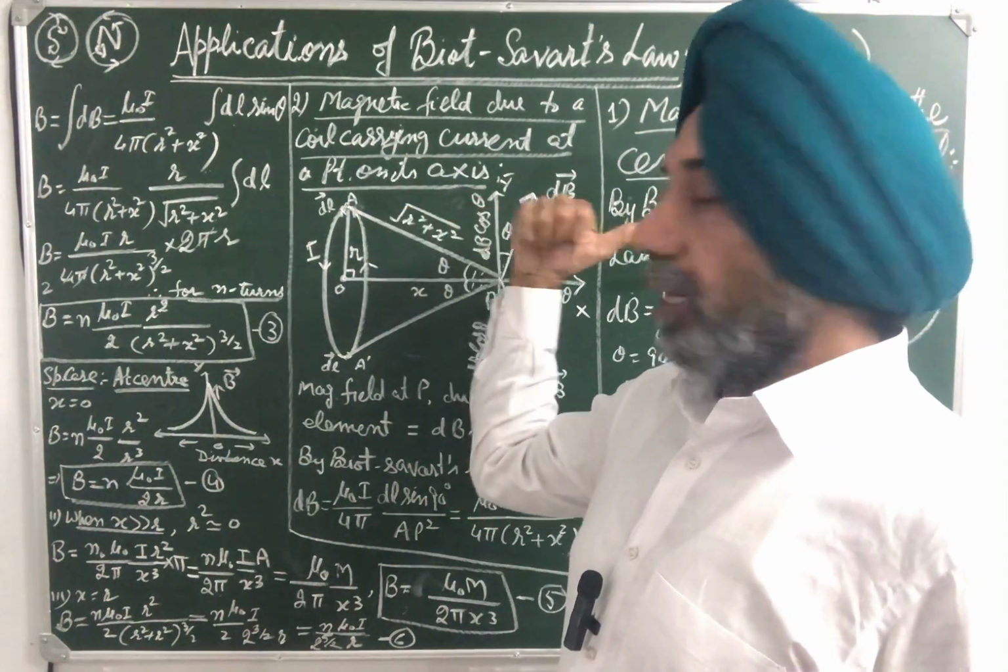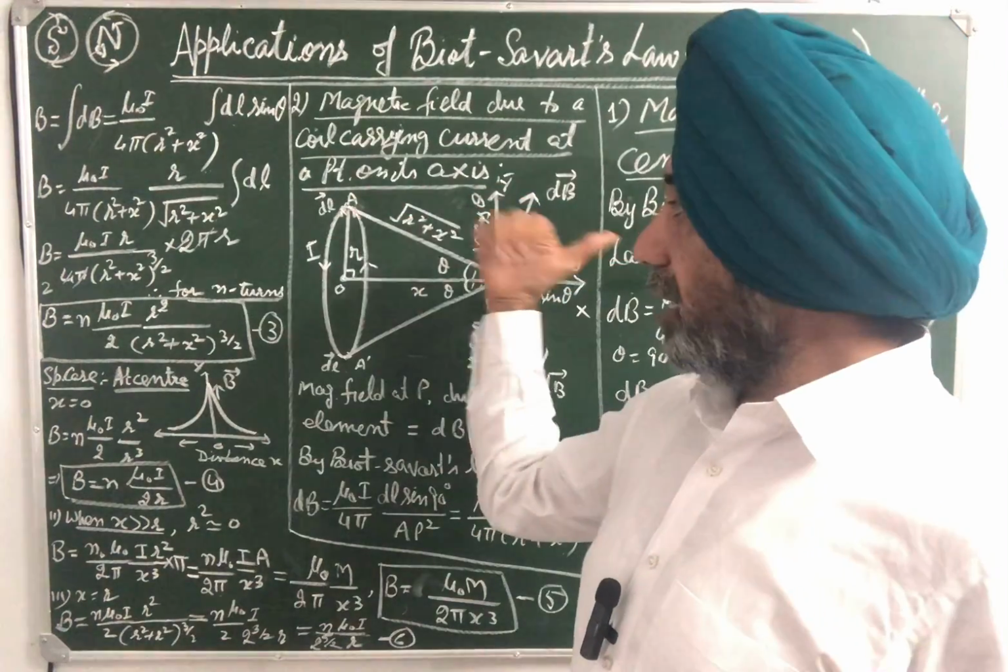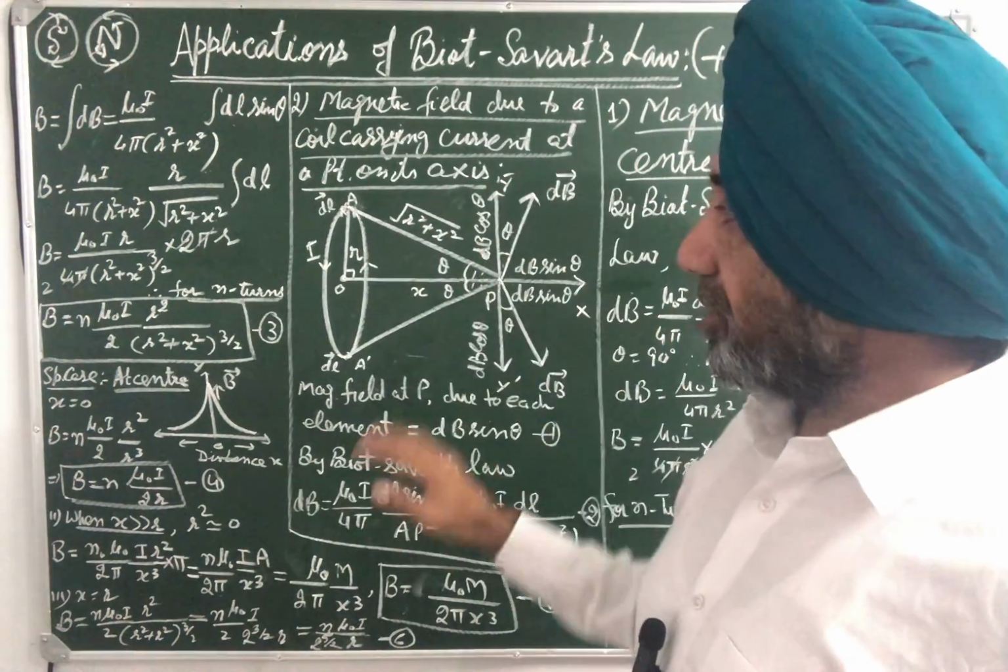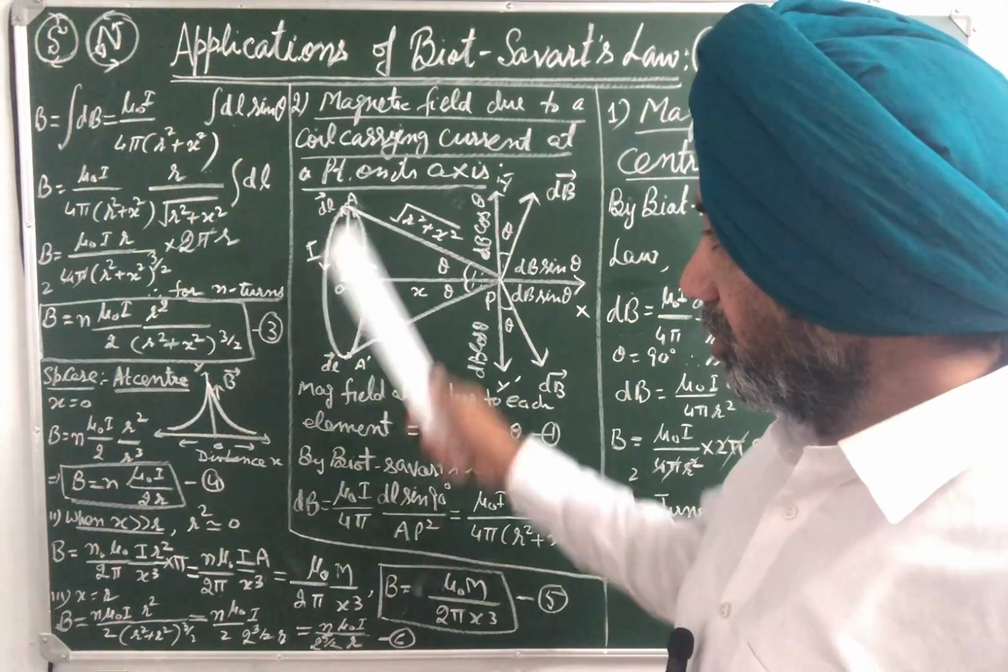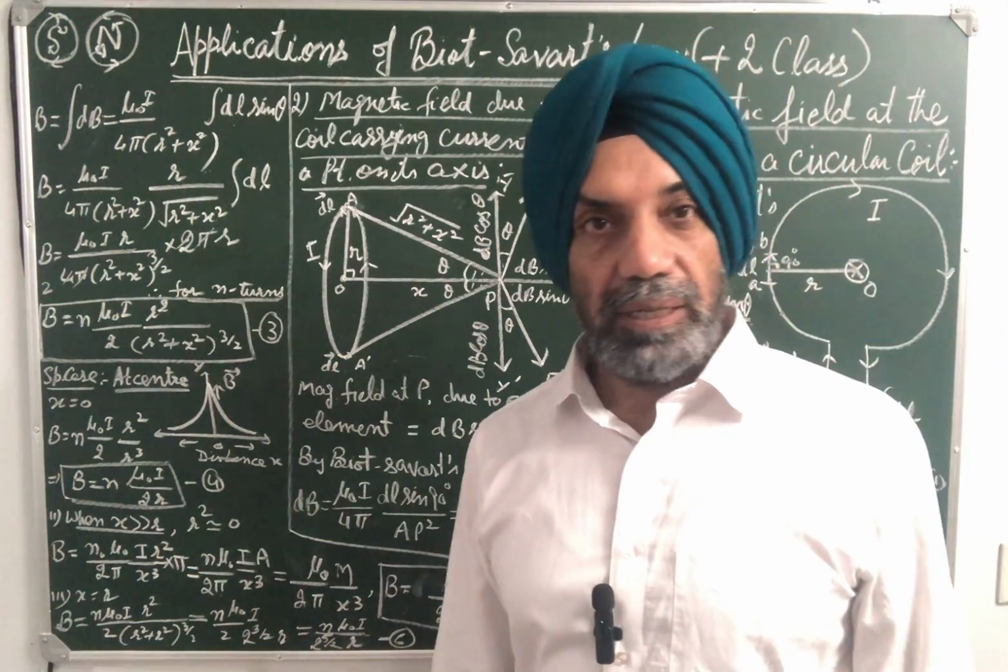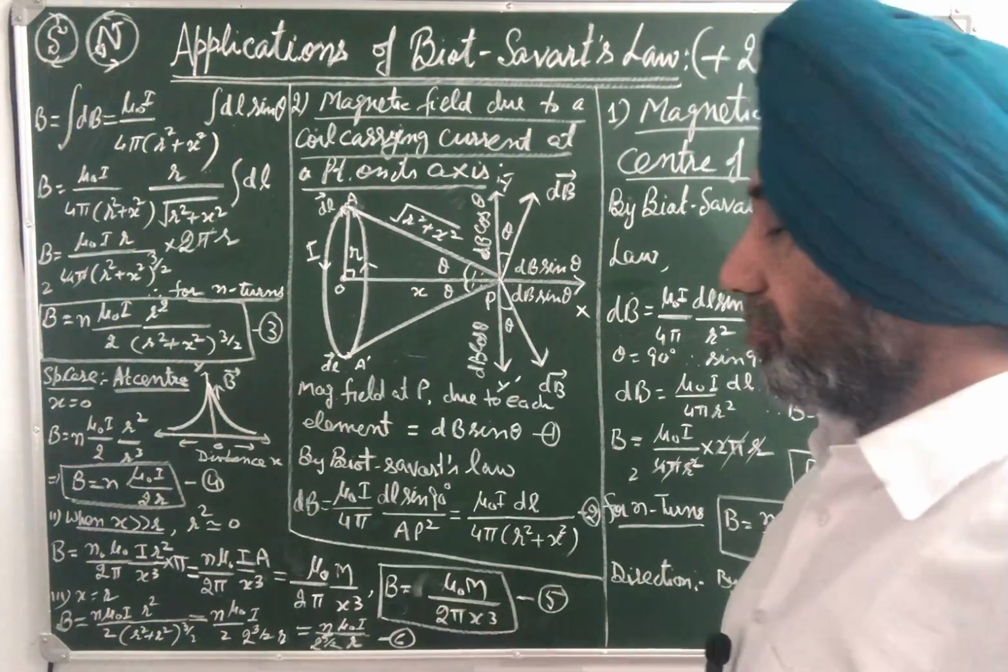The direction of the magnetic field is given again by the right hand thumb rule. So the magnetic field will be along OX, along PX, directed outward. If the direction of current is reversed, the magnetic field will be towards left. So we can find the direction of magnetic field at a point on the axis of the coil.